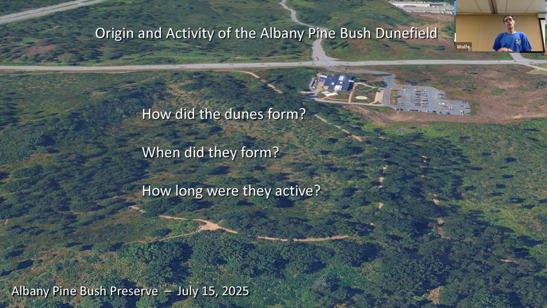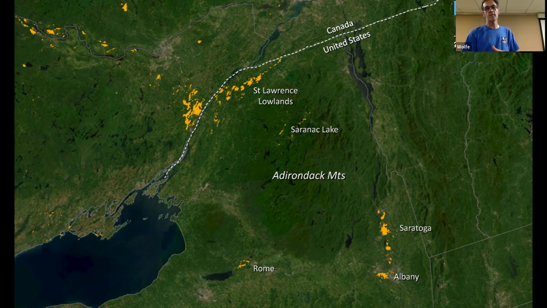So the questions that we have that we'll try to answer tonight are, how did the dunes form? When did they form? And how long were they active? Fairly simple questions. And I would say the answers appear to be relatively straightforward in the end. What you see here then is just an image of the whole region. You see the Adirondack Mountains, Albany down in the southeast. The orange are all dune fields. Okay, so probably a little more than you thought.